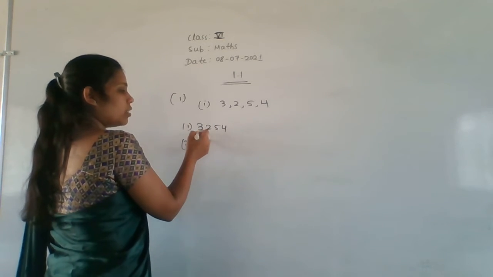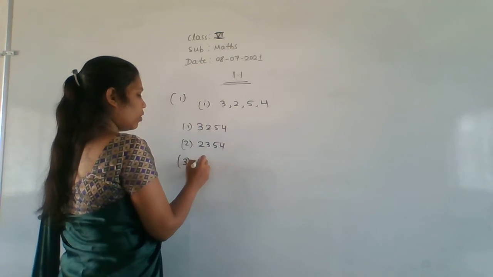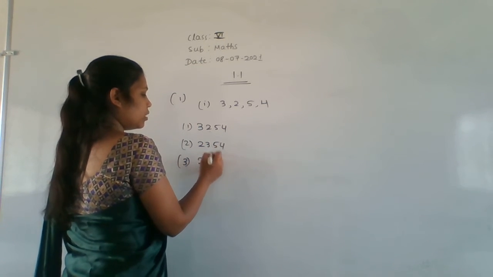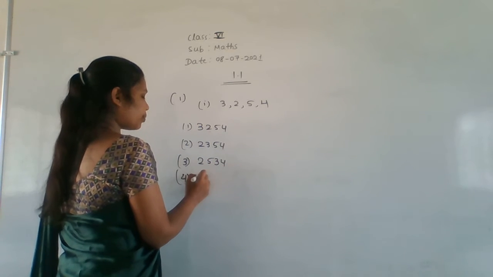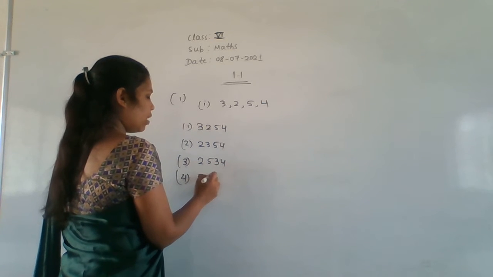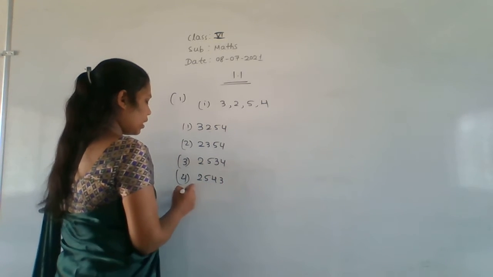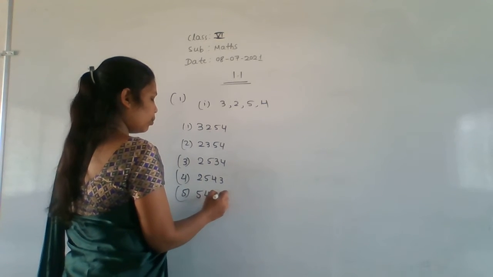Next, I just exchange this 2 and 2: 2, 3, 5, 4. That is the second number. Third one, 2... now exchange these 2. That is 2, 5, 3, 4. Fourth one, I'll exchange your last 2 numbers: 2, 5, 4, 3. Okay. Fifth one, you can identify: 5, 4, 2, 3.